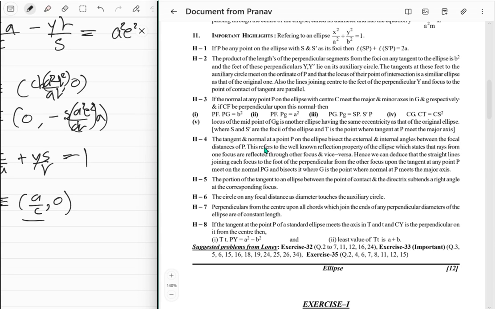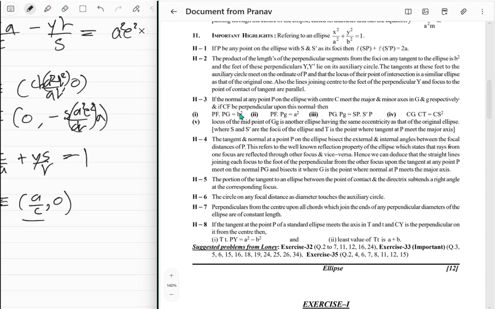What do you mean? SS dash as the foci of the ellipse? No, that's not correct. Definitely not correct. You can see that, right? How would that be correct? I don't know. T is the point where tangent at P meets the major axis. Oh, okay. So when you said SS dash, you actually meant the foci of the original ellipse, not this new ellipse, right?